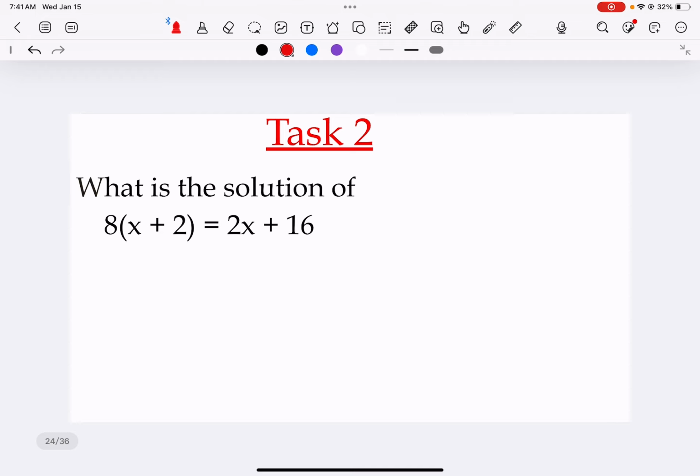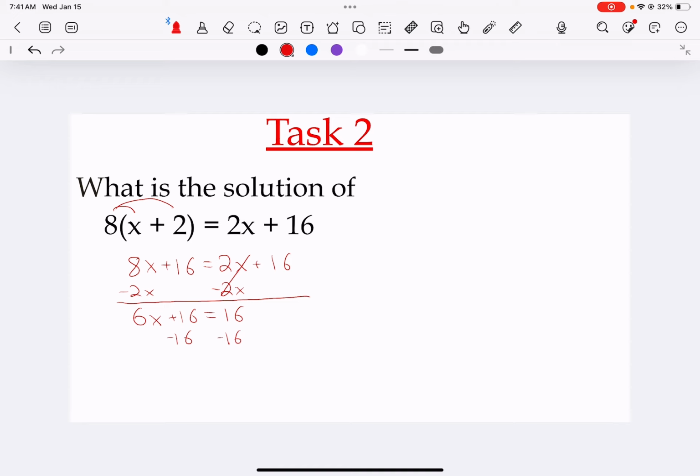What's the solution of this equation? I'm going to start by distributing the 8. So I have 8x plus 16 equals 2x plus 16. I'm going to subtract 2x from each side. 8x minus 2x is 6x. Bring down my plus 16. 2x minus 2x is 0 equals 16.